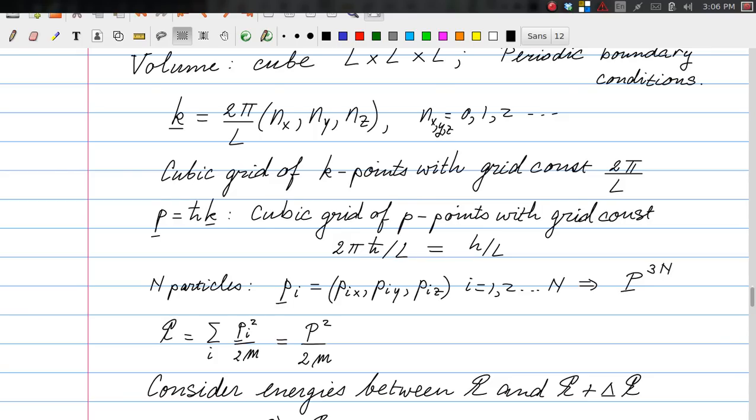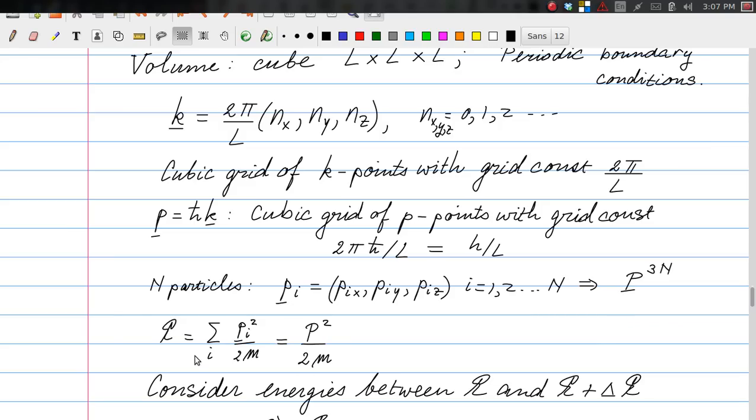Now we have N particles in total, and each particle has a momentum which lies on this cubic grid, so they can be labeled as pix, piy, piz, and so we can lump those all together into a 3N-dimensional vector which is called capital P, and that lies on a 3N-dimensional cubic grid. And so each point on that 3N-dimensional cubic grid defines a state of the N-particle system.